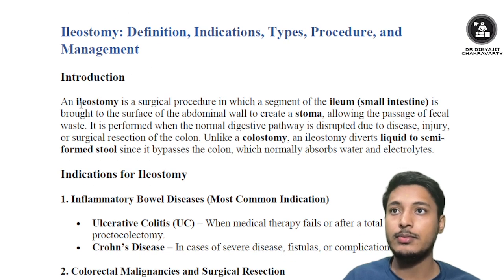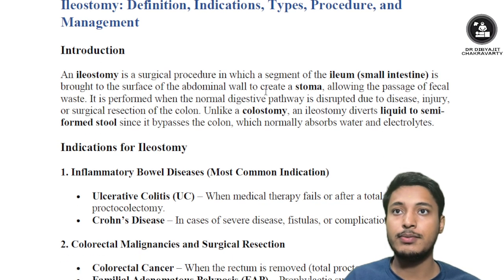Coming to the ileostomy, an ileostomy is a surgical procedure in which a segment of ileum, that is the small intestine, is brought to the surface of the abdominal wall to create a stoma, allowing the passage of fecal waste. It is performed when the normal digestive pathway is disrupted due to disease, injury, or surgical resection of the colon.